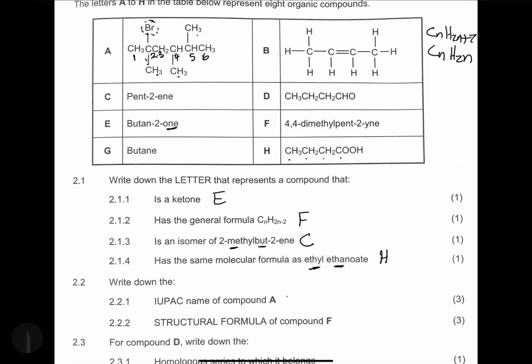By the way, I've numbered from left to right because it's closest in this case to the halogen, which in this particular case would be our functional group, right? So in this case, we're going to say this is 2-bromo. Please don't forget the hyphen between the number and the letter. We always need to have that hyphen. So that would be 2-bromo.